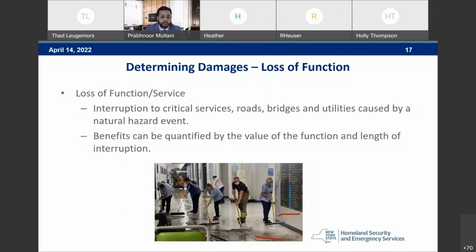Determining damages: loss of function. Loss of function/service is interruption to critical services, roads, bridges, and utilities specifically caused by a natural hazard event. Benefits can then be quantified by the value of the function and the length of the interruption. As you can see in the image below, it is a hospital that was flooded. We have firefighters working, we have volunteers. That can all be computed into benefits to show the loss of function and the loss of service, and the damages that the hospital had incurred, or cost, I should say. Next slide, please.